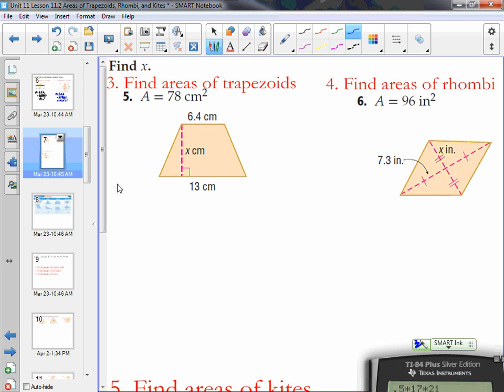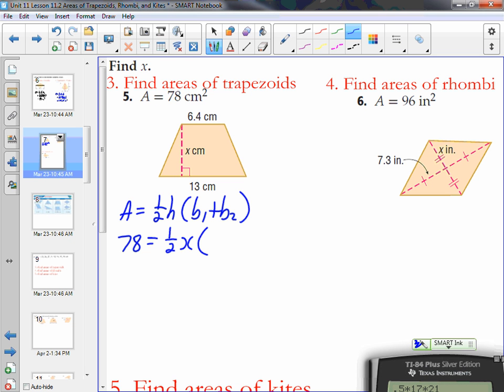So number 5, they tell us to find x. And x, if you look at the figure, you realize is the height of that trapezoid. So let's start with the formula. Area equals 1/2 times the height times the sum of the bases. And then let's substitute in the information that we know. Replace capital A with 78, replace h with x, and then replace b1 and b2 with 6.4 and 13.